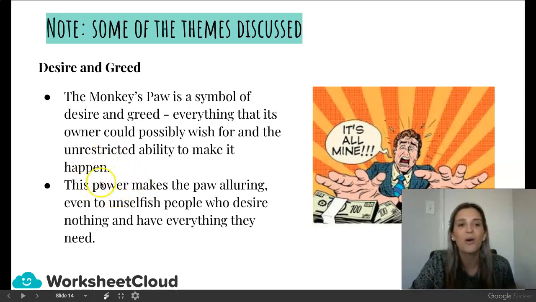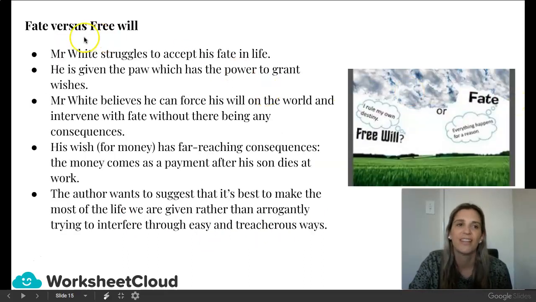Then this power makes the poor alluring. It's so attractive because if you have 3 wishes, you can wish for anything you want. All your dreams, all your desires can come true. Even to unselfish people who desire nothing and have everything they need, it makes it appealing to them. It draws you in. We're going to look at fate versus free will.